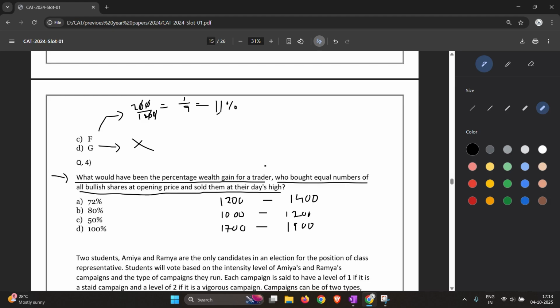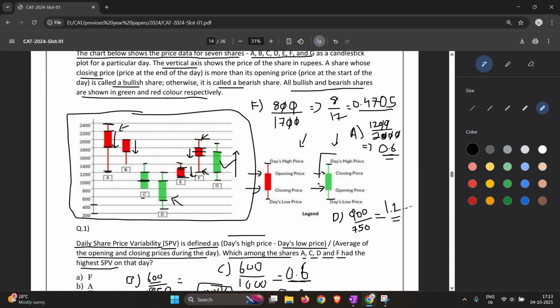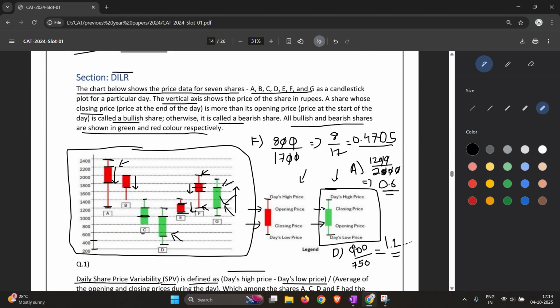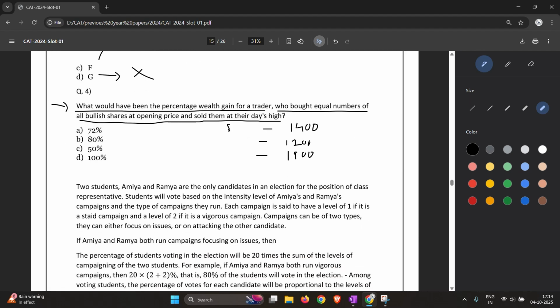So can you spot a mistake that we did over here that a lot of aspirants might actually do? The mistake is a bit tricky to catch, and if you're just following along and not thinking critically, you might think, okay, this is the right way. But for a bullish candle, this is not the opening price, this is the opening price. So let's just quickly go ahead and cross these out, and we know that the opening price was 800, 500 and 1200 respectively.